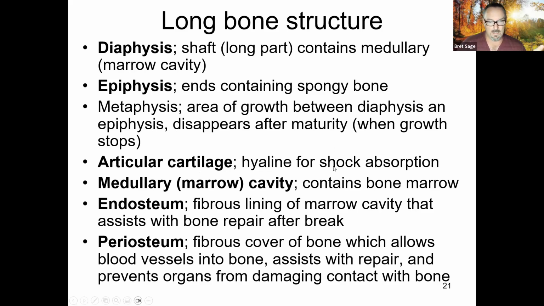Okay, more about long bones. There's hyaline cartilage on the ends for shock absorption. The medullary or marrow cavity contains bone marrow. That's usually fat. The endosteum is an inner lining, which is similar to the periosteum, but lines the inside of the bone. Remember, the bone is hollow. So the inside of that bone, where that medullary cavity and marrow is, would have this endosteum lining. And the periosteum, I've mentioned, is a fibrous cover of bone, which allows blood vessels into the bone, assists with repair. This is the most important job, by the way, assists with repair and prevents organs from damaging contact with bone.